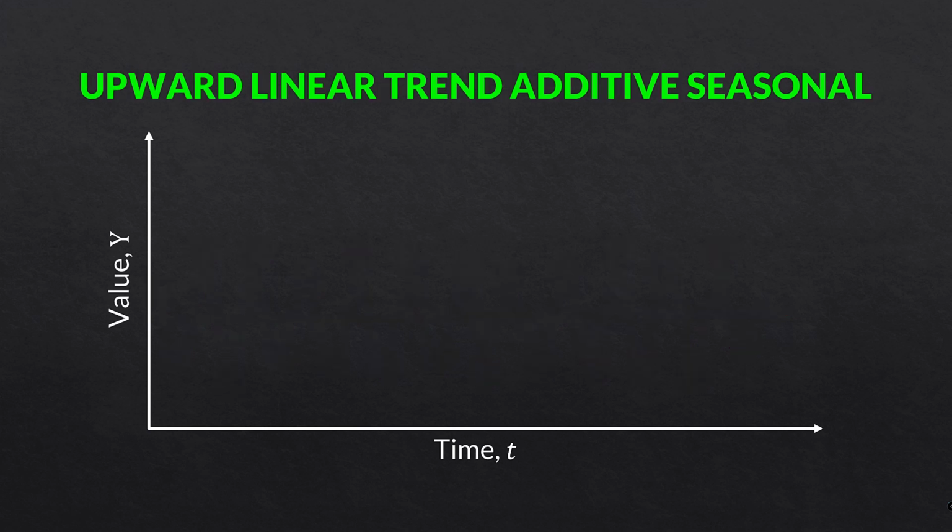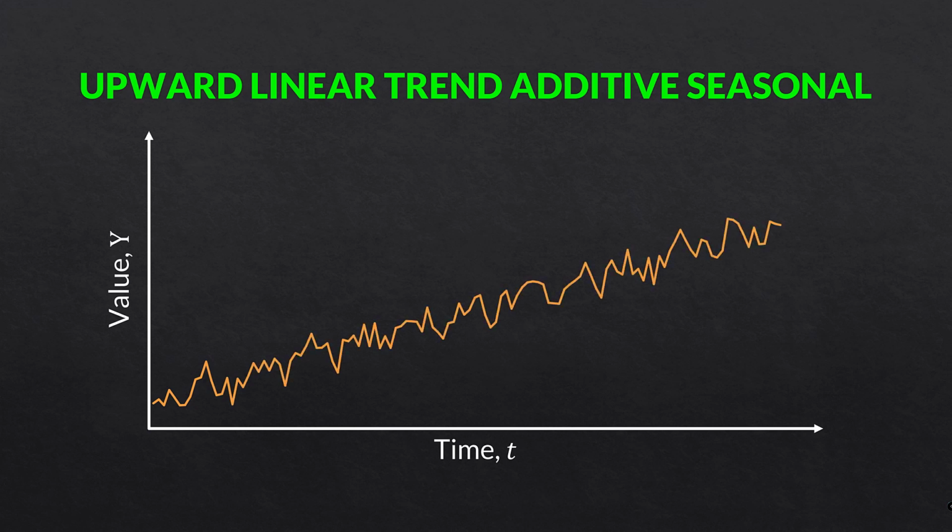Next, we have upward linear trend and additive seasonal. So now we're taking the linear trend and adding in the seasonality. So again, it looks like this. And I did not circle all of the seasonality points here, but you can kind of follow the pattern. So these ups and downs might follow a regular pattern, and we have a trend and seasonality.